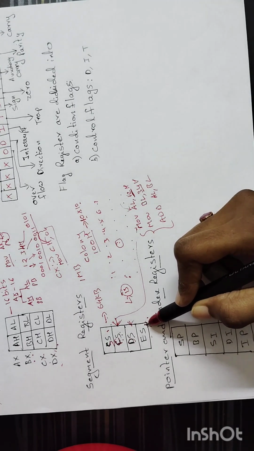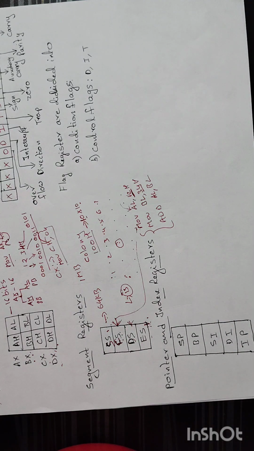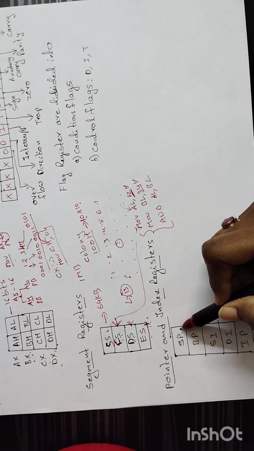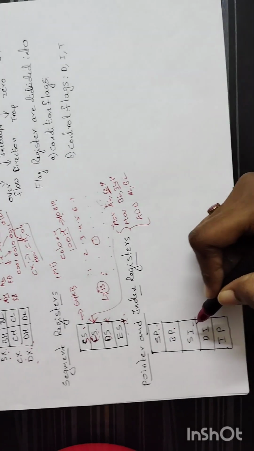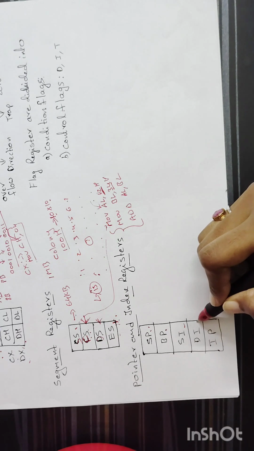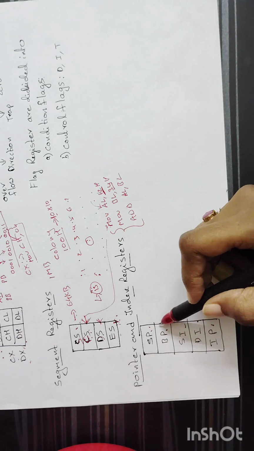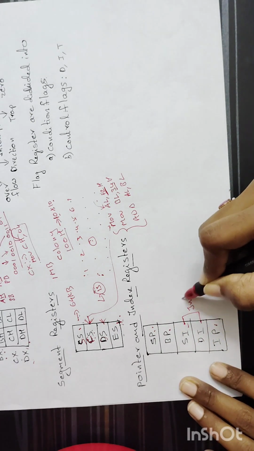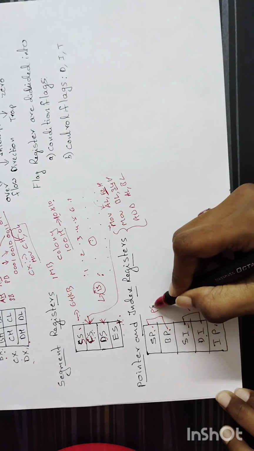Now coming to the next one, the pointer and index registers. Here SP is the stack pointer, BP is the base pointer, SI is the source index, DI is the destination index, and there is the instruction pointer. Here SI and DI are index registers, that means source index and destination index.